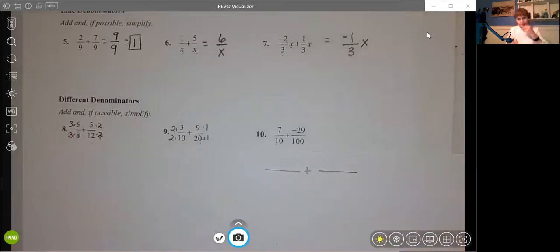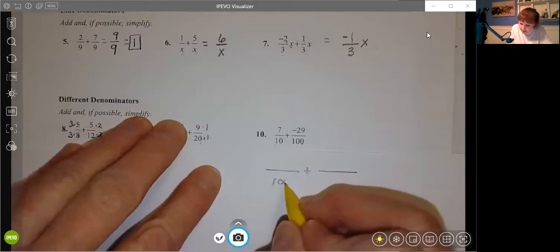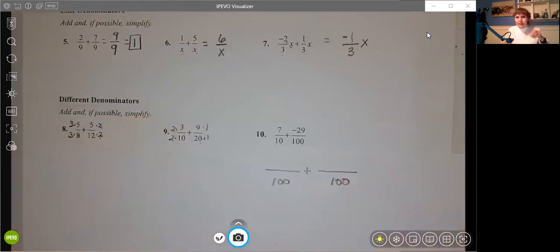No, I have a negative there. That's okay. You'll be fine. Okay, so I know that my common pieces are going to be 100ths. I would divide whatever it is into 100 little pieces. They're pretty little, but that's okay.